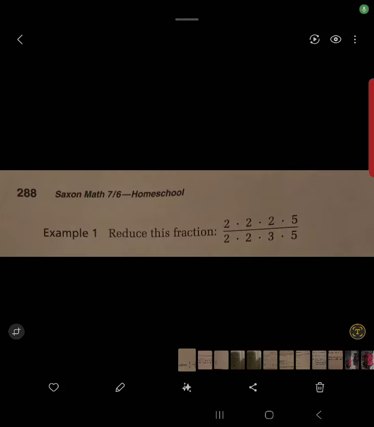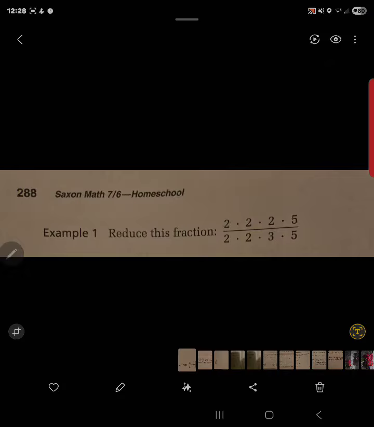Ladies and gentlemen, this is lesson 54, top of the page on page 288. This is example 1. We already did one example when I introduced this lesson, but again, this is just going to allow us to reduce fractions a little bit easier. It's just another method that we can use, okay?